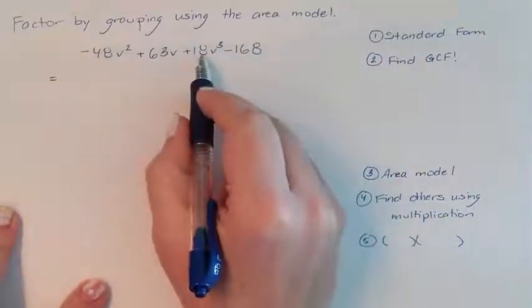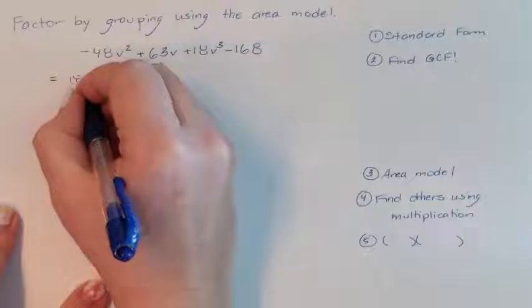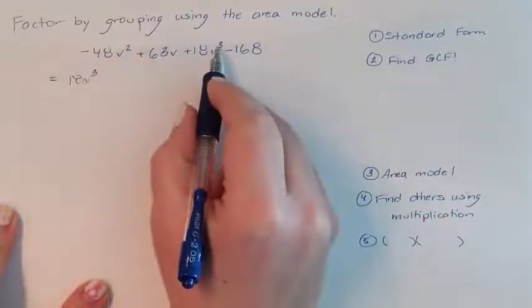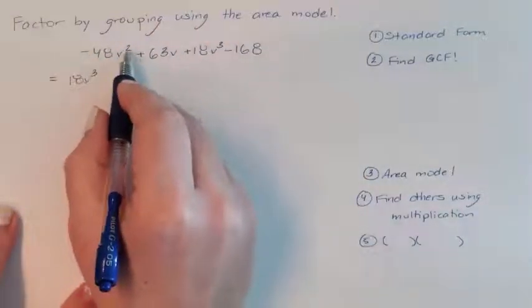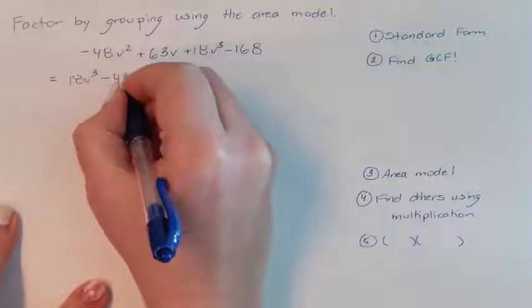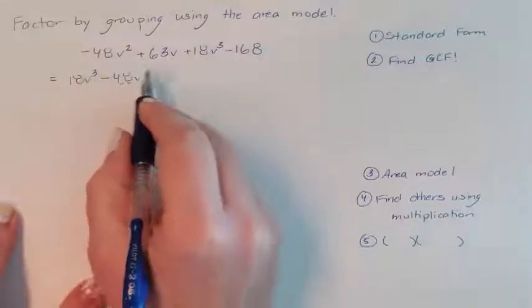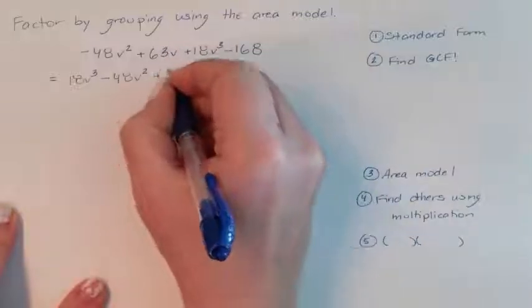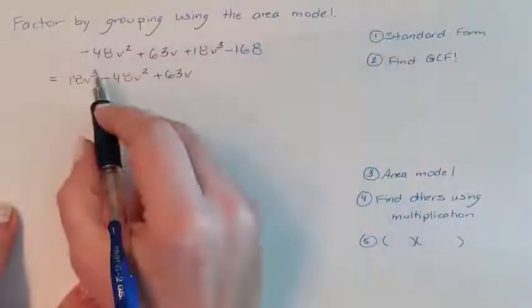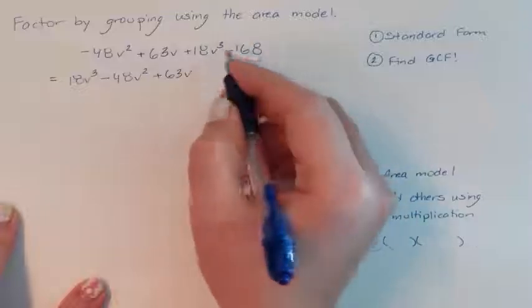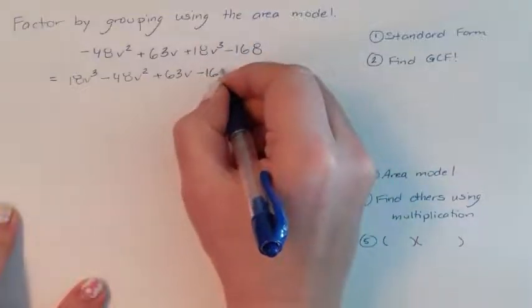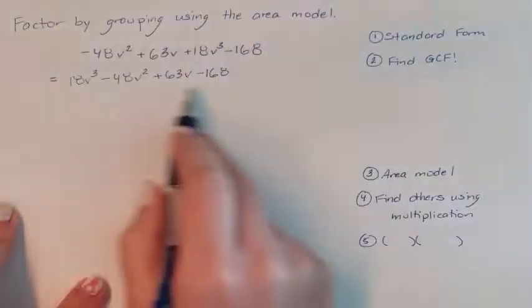So this is a positive 18v to the third. Exponent 3, which means now exponent 2 comes next, so that's a negative 48v squared. So there's my minus 48v squared. 3, 2, now I need the exponent of 1, so here is 63v. 3, 2, 1, now I need the exponent of 0, which means there was no variable. So there I am in standard form.